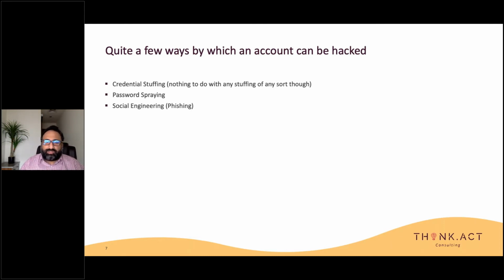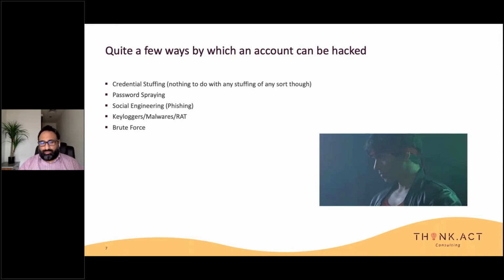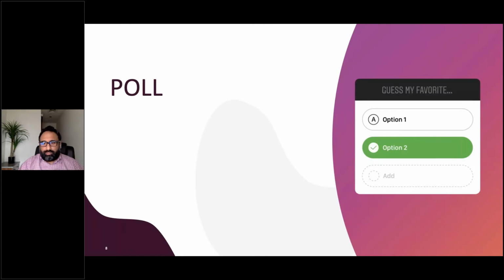Then we've got social engineering, phishing. If any of you work in corporates, you must have heard of phishing emails so many times over the years, and there's a lot of focus on that as well. Then there are keyloggers, malware, and RAT. So RAT is not actually a rat they release in your room. It's a remote administration tool. So this is a bit technical. And then there is brute force. So for today's session, we're only going to be focused on the most common ways, that is credential stuffing and password spraying.